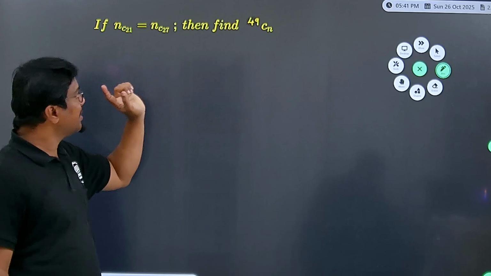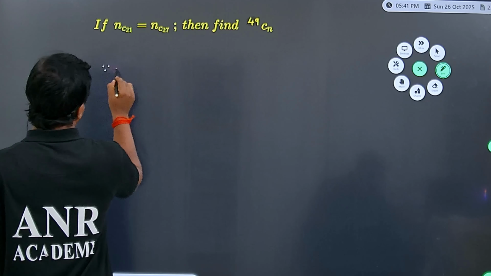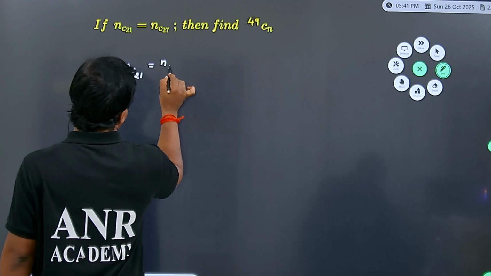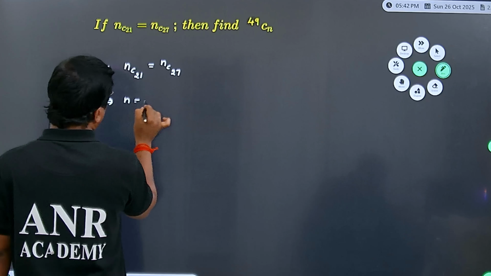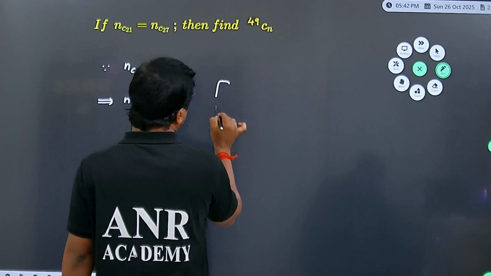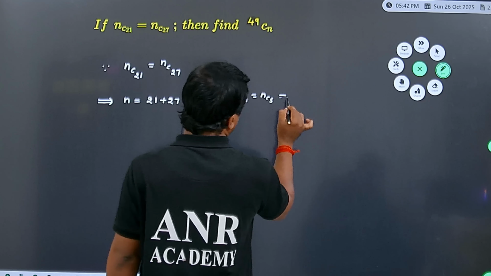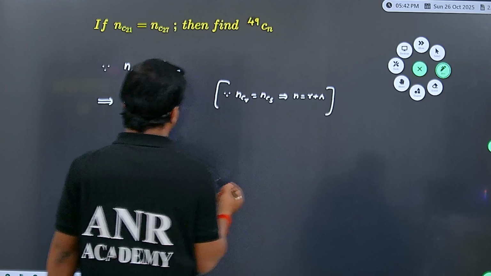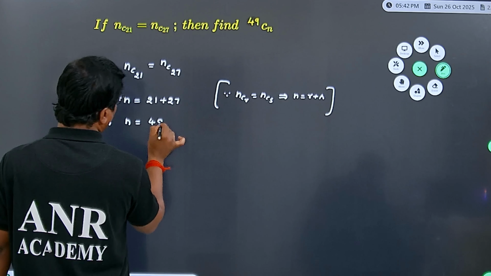NC21 equal to NC27, then find the value of 49Cn. Since NC21 equal to NC27 implies the value of n written as 21 plus 27. Reason for this, NCR equal to NCS implies n equal to R plus S. You know this result. Implies the value of n equal to 48.